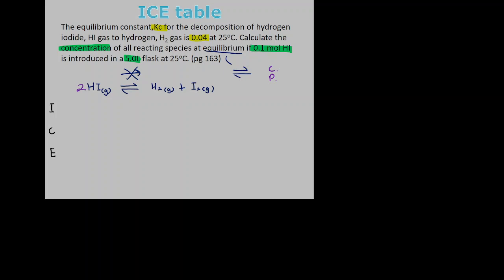Apa yang kita perlukan untuk tukar dalam concentration? Remember, concentration is equivalent to moles over volume. Right? So, we are given moles, we are given volume, we should get dia punya concentration. So, concentration of HI initially is 0.1 over 5 liter. So, you should get 0.02. Okay. So, you should get 0.02.